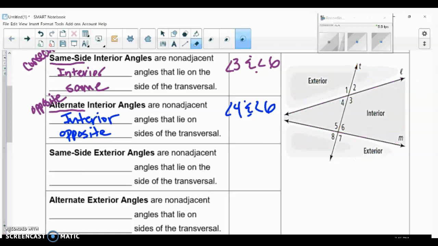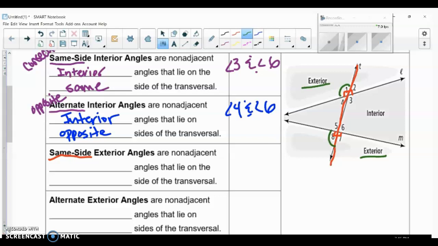We'll do a little bit of erasing just to clear up this image a little bit. So next, we are going to take a look at our exterior angles. So these should be pretty easy to figure out. So same side exterior angles are non-adjacent. By the way, what we mean by non-adjacent, we mean that they don't touch each other. So like we can't use 1 and 2. We can use 1 and 8.